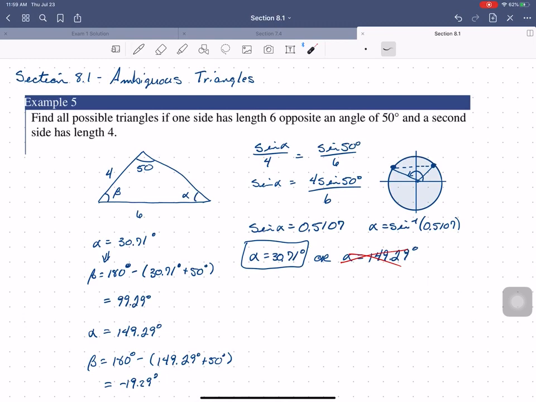So we'll come back in a minute and talk about the second half of this section, which is law of cosines.